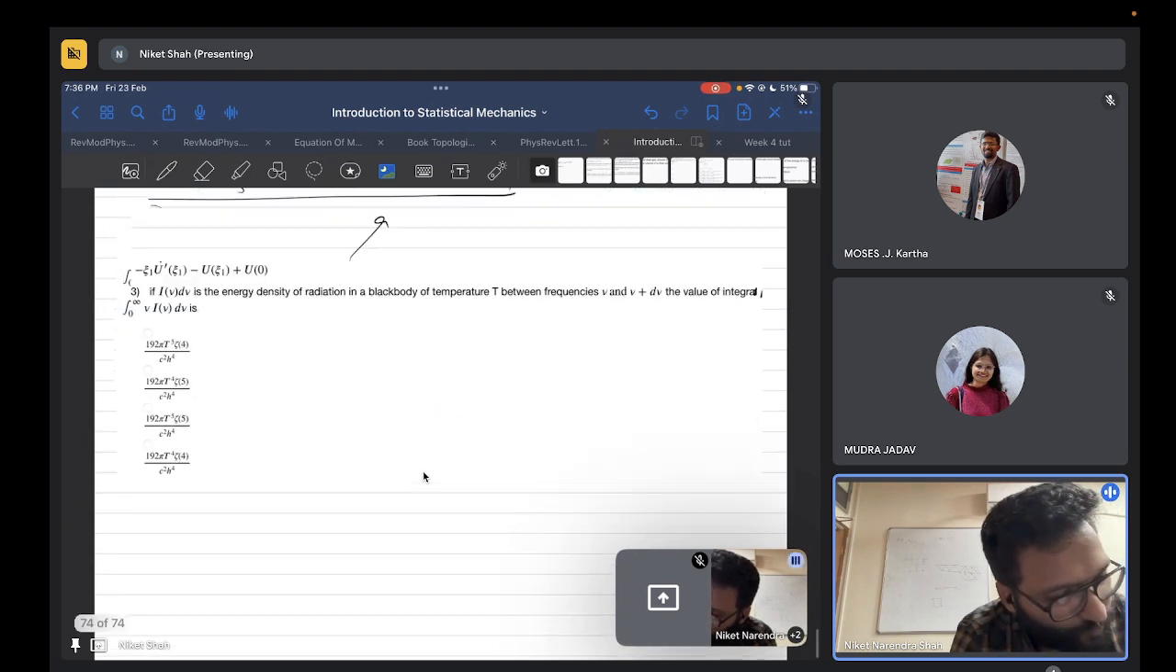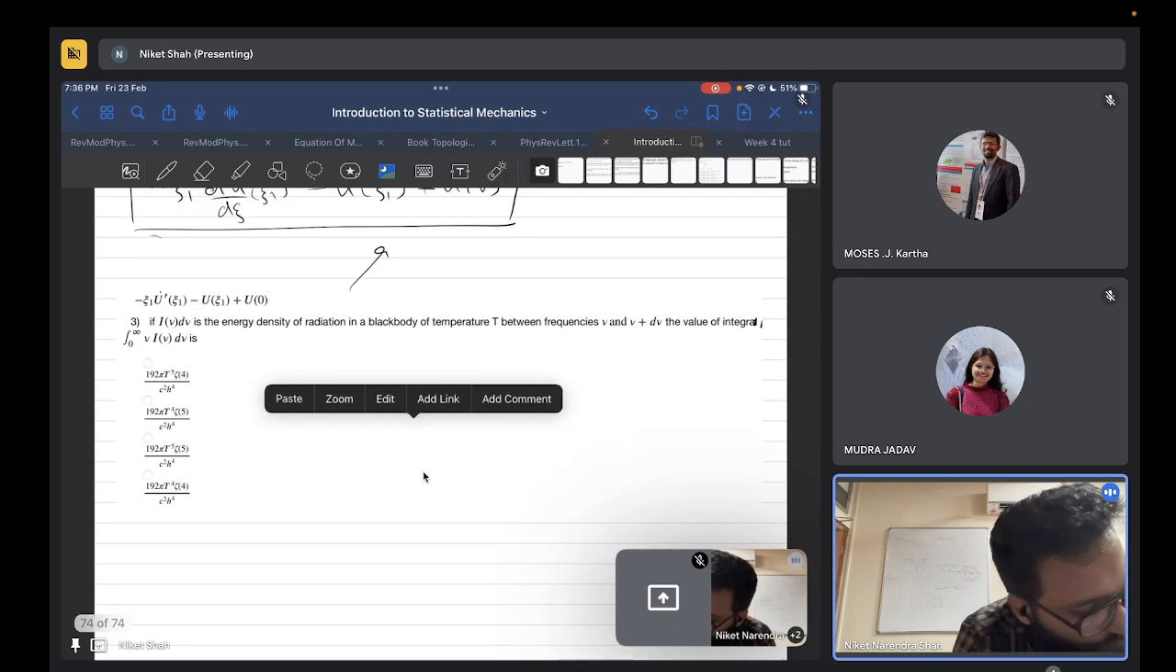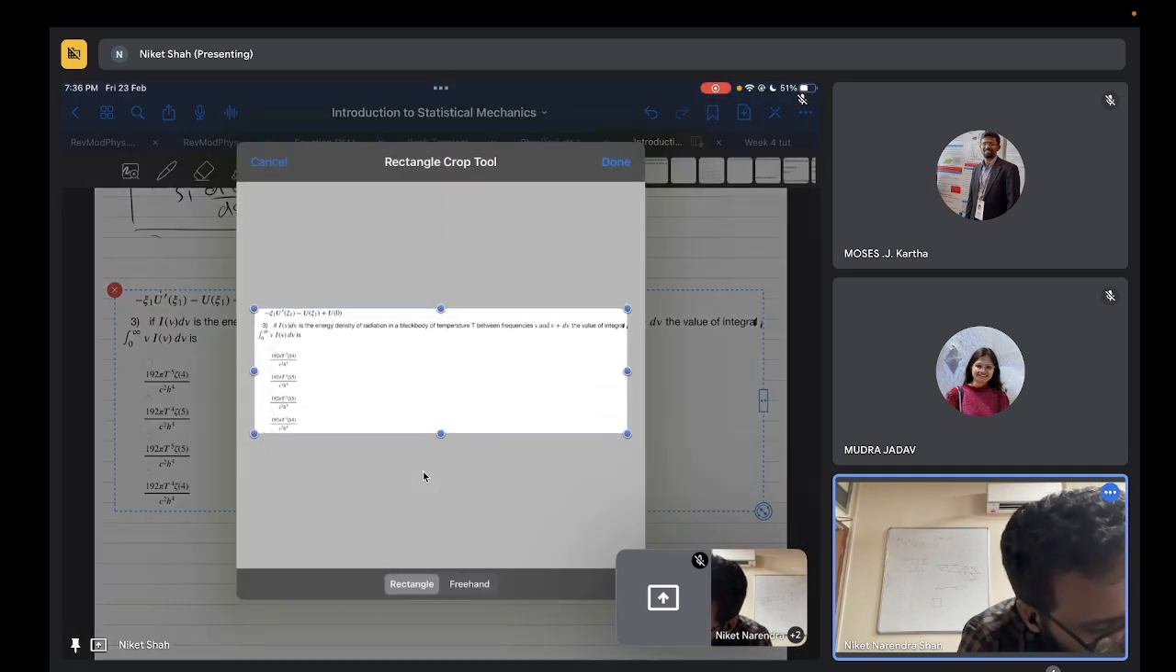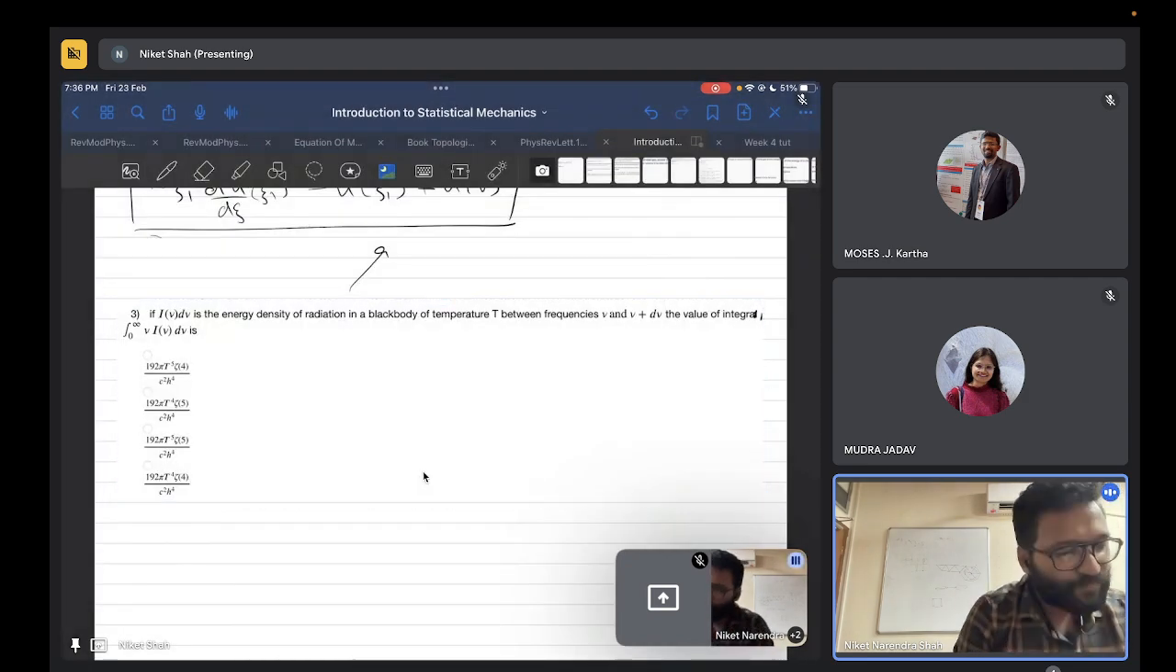Okay. So this is the problem. We don't want the above one, right? Let's crop this a little bit. Yes. So this is your problem.